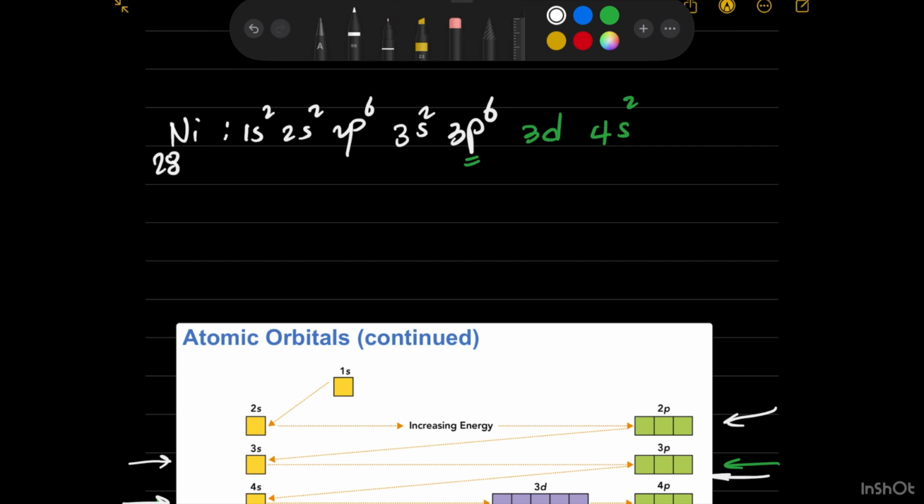And since you have 2 plus 6 plus 2 plus 6 plus 2 plus 2, all of these are equal to 20, then the missing number is 8. And that's why the d has 3d8.